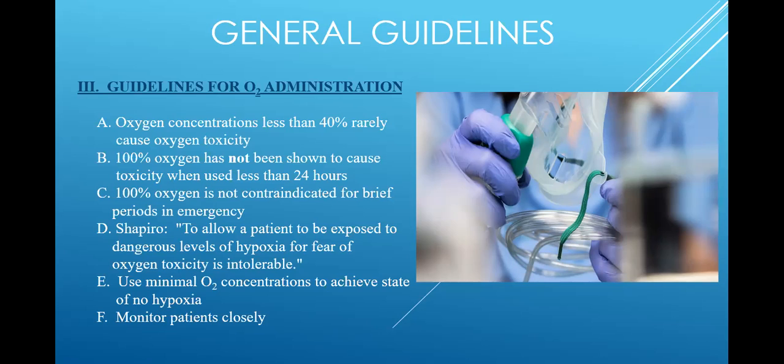Now, general guidelines for O2. It says oxygen concentrations less than 40% rarely ever cause oxygen toxicity. Under 40% rarely ever cause oxygen toxicity. 100% has not been shown to cause toxicity if used for less than what? 24 hours. C says 100% oxygen is not contraindicated for brief periods of emergency. I don't care if he has COPD. If he has the worst COPD, and if he's in an emergency, you give him 100%.